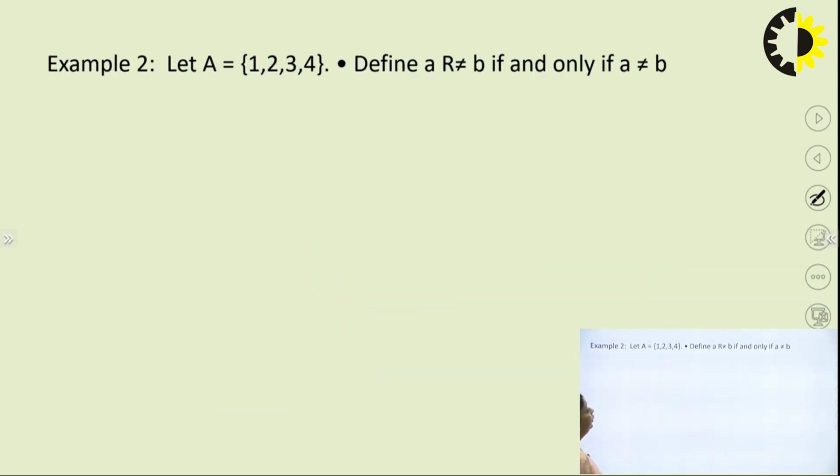Now we have another example. We have a set A which is going to have a relation on itself. So A contains 1, 2, 3 and 4, and we define the relation R not equal to, such that there will be elements in this relation only if A is not equal to B. So this relation R not equal to will contain what all elements? We have to see that A should not be equal to B. Only the condition is this.